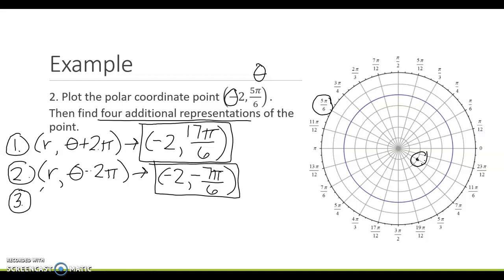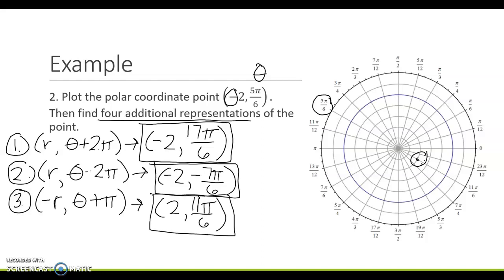Let's do another one. So negate the r value, theta plus pi. So if I negate negative 2, that gives me positive 2, and 5 pi over 6 plus pi is 11 pi over 6. So let's take a look at our graph here a second. This should make sense. Notice that I'm going 2 circles away from 5 pi over 6, which means I'm going towards 11 pi over 6.